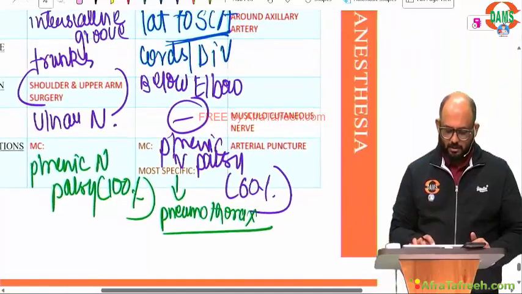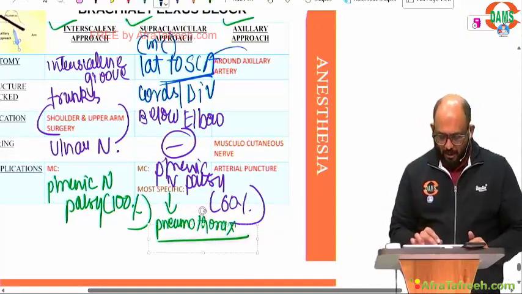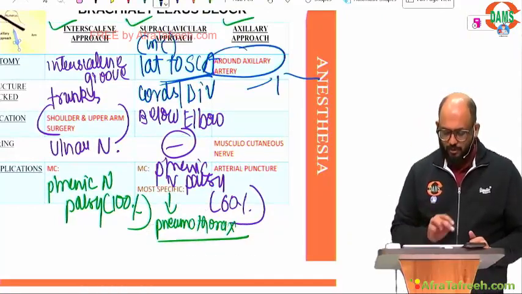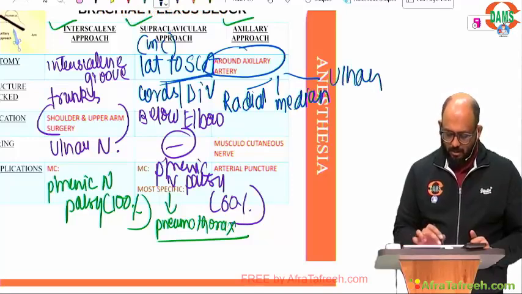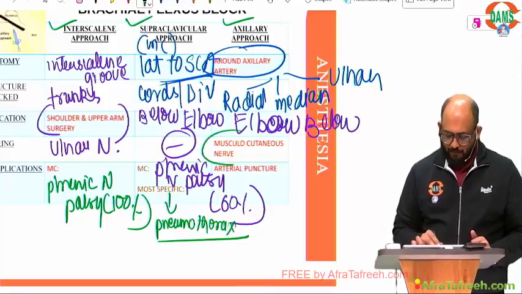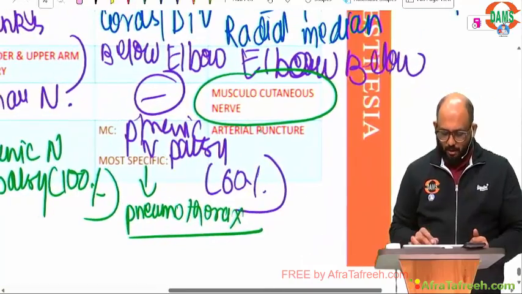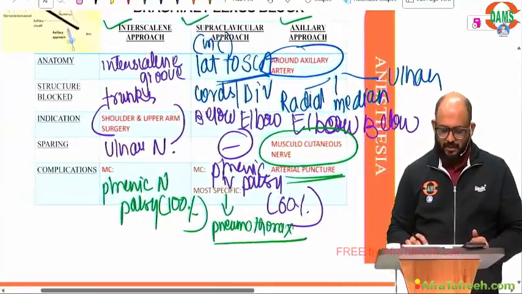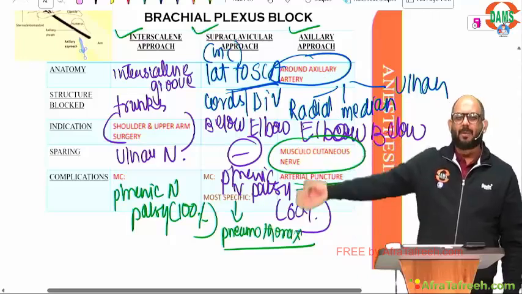Pneumothorax. Alright. Last is the axillary approach, the easiest approach, around the axillary artery. You block the terminal nerves, that is radial, median, ulnar. Everything below elbow. There is sparing of the musculocutaneous nerve, so it has to be blocked using a separate field block, and the complication is arterial puncture. Alright, so this is about brachial plexus block.